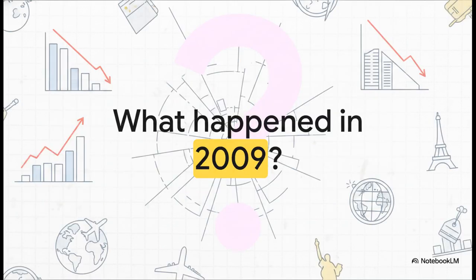Pointing out that 2009 is the only year with negative growth is a solid observation. But if you want a top-tier answer, you need to connect that dot to a real-world event, the 2009 global financial crisis. Making that connection shows a much, much deeper geographical understanding.